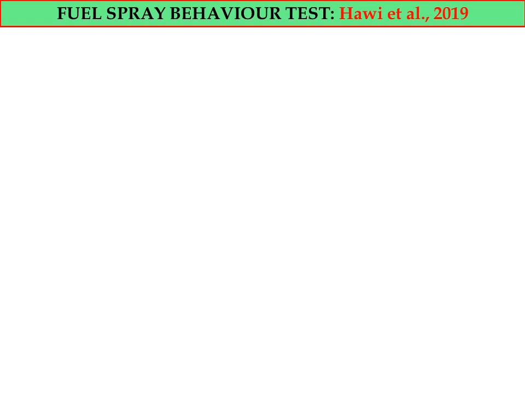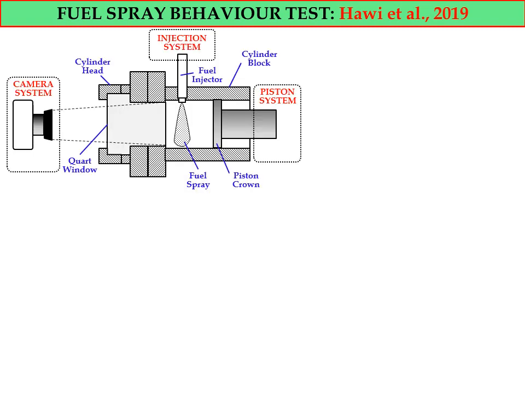So now we discuss the fuel spray behavior test investigation conducted by Hawi et al., 2019. This schematic diagram shows the simplified apparatus used by Hawi et al. It consists mainly of a spray chamber, an injection system used to produce the fuel spray, a camera system used to capture the spray pattern, and a piston system used to increase the pressure in the spray chamber.